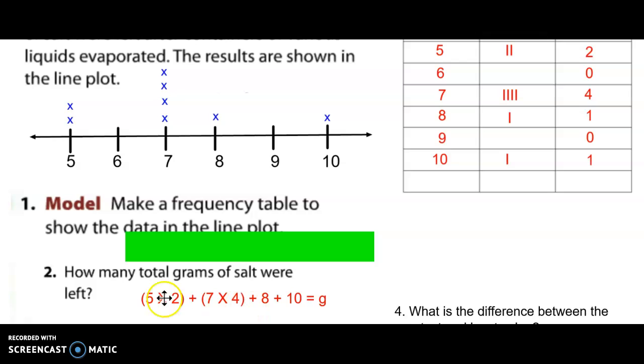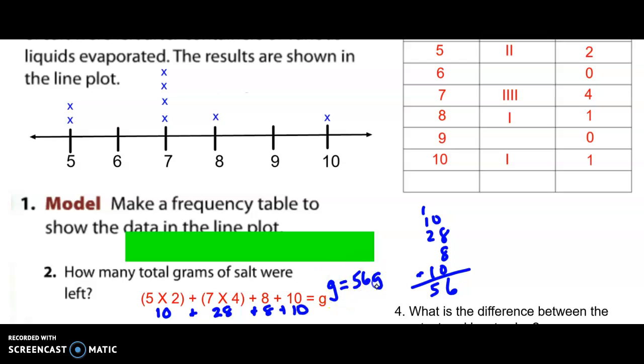So it looks like what's right down here underneath this green box. 5 times 2, 7 times 4, plus 8 plus 10. So when we solve this, we have 10 plus 28 plus 8 plus 10. So when I write that out and do that math, and calculators are okay for this because it's a lot of numbers. So 8 plus 8 is 16. 1 plus 1 plus 2 plus 1 is 5. So the final answer here, G, or the number of grams, is 56 grams of salt.